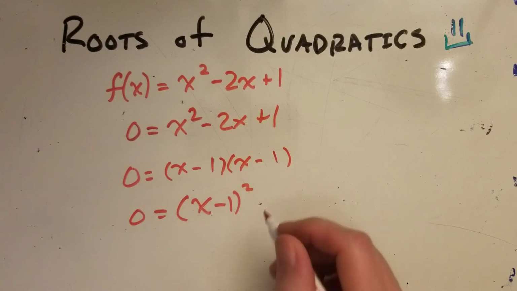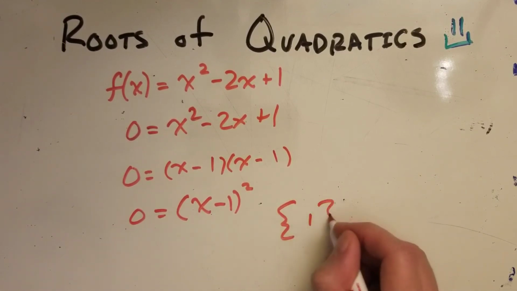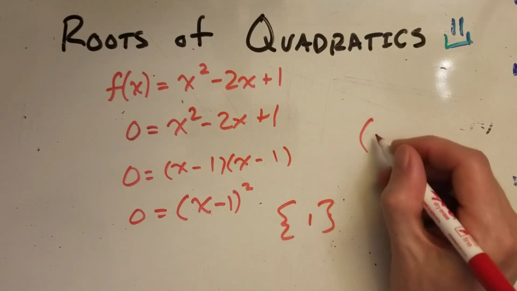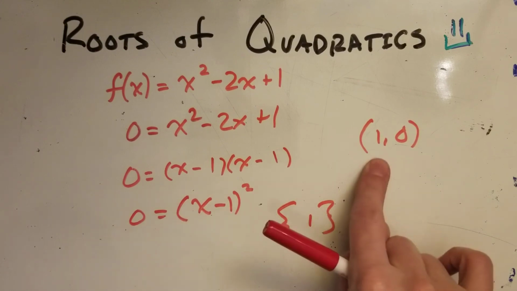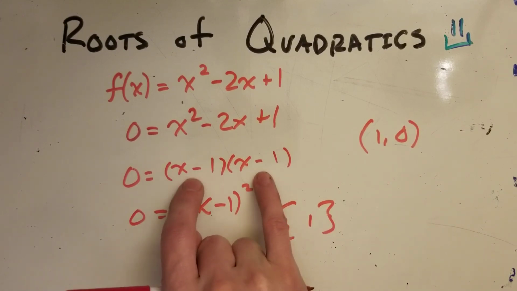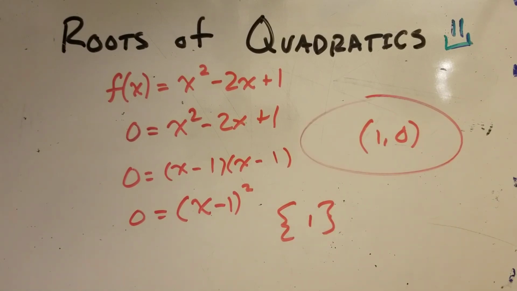We could just leave it like this. But we should recognize that our solution is positive 1 here. So our root to this function is (1, 0). And again, this is the double root. Notice how the same root pops up twice. So there you go, a double root, (1, 0).